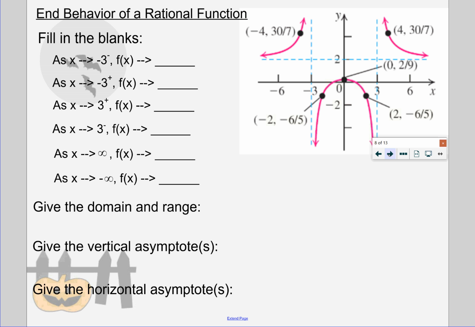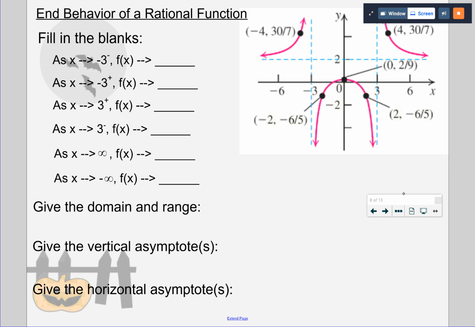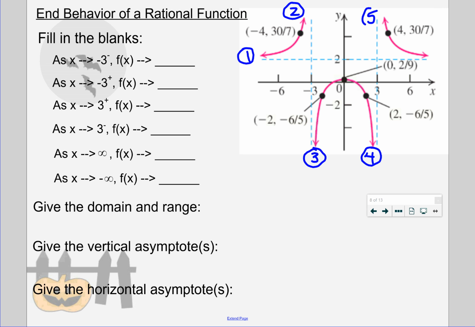All right, so I am going to number my ends here. So 1, I'm just going to go from left to right. 2, 3, 4, get out of the way, 5, and 6. Okay, so 6 ends that I have to name. For each of them, I have to say what x is approaching and what y is approaching.